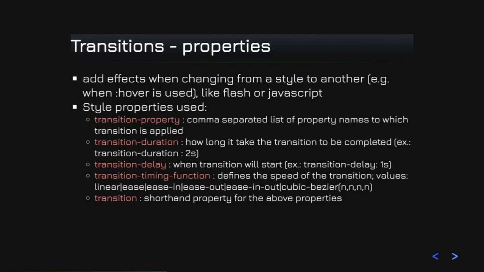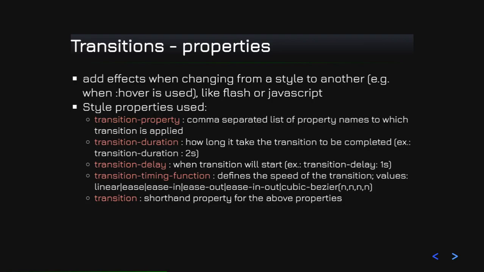So usually when the mouse is over an element, you can add effects. You can change the current style of the element to another one and add an effect to this change. Similar in a simple way to the way it's done in Flash and JavaScript, but Flash and JavaScript are much more powerful than CSS. The CSS properties involved are transition-property, transition-duration, transition-delay, transition-timing-function, and there's also a shorthand notation, transition, where we can specify all these separate properties, just like you do it for borders or paddings or margin and so on.